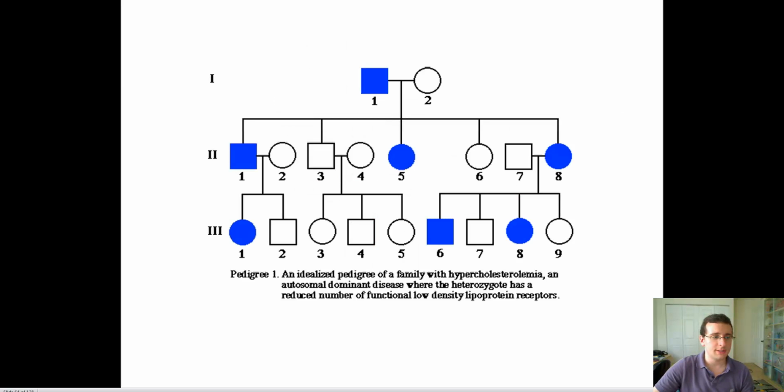Meanwhile, something like this. Let's try to interpret this one. A male marries a female, and just the male has the disorder, and then they have several children. 2 of the females have it, 1 female does not have it, and then 1 male does not have it, 1 male has it. And then this couple right here makes a 50-50 child ratio.